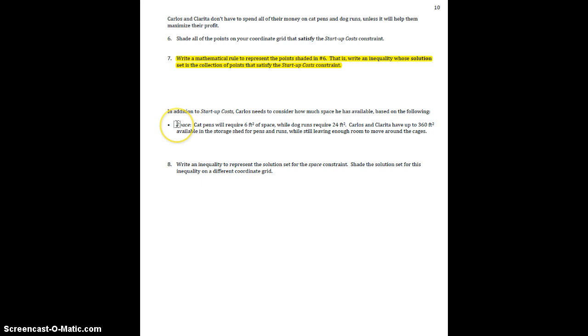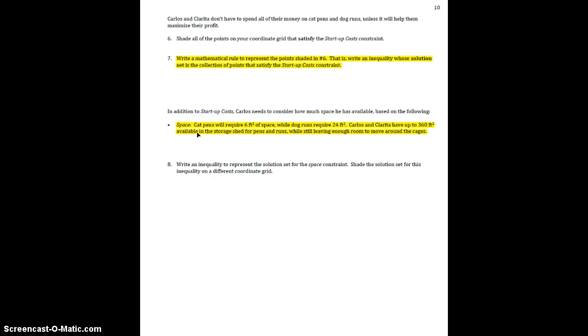Then you are going to be doing the same thing that you just did, but this time looking at the space constraint. And I'd like you to remember that cat pens require 6 feet squared of space, while dog runs require 24 feet squared. And remember, there's only one animal in each pen, and that Carlos and Clarita have up to 360 feet squared available for the pens and runs so that they can still walk around the cages, okay?